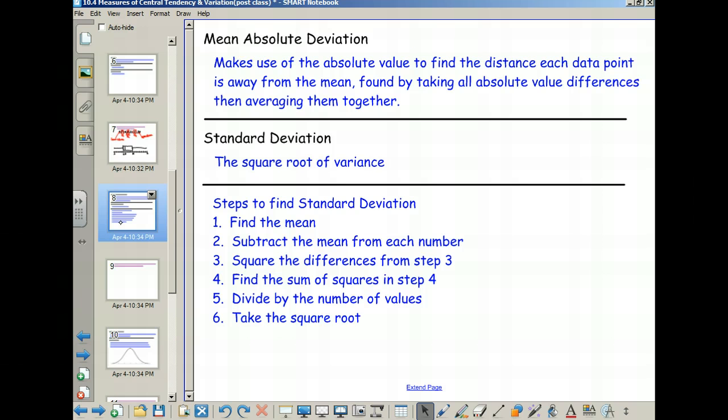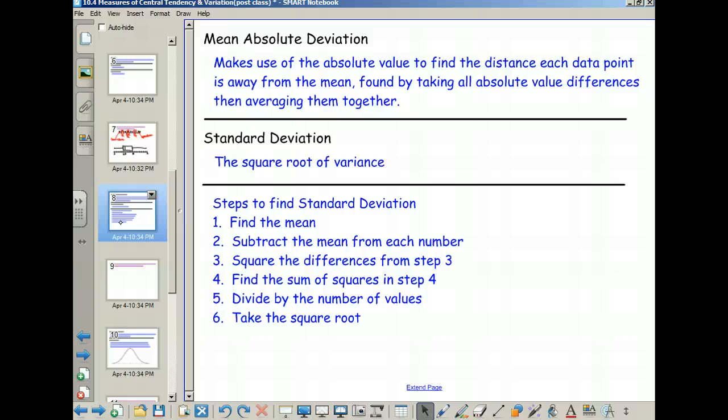We're actually going to do that on the next problem. Let me just read through quickly those steps and then we'll do them. First thing, find the mean. Obviously, you can't do anything about the mean if you don't have it yet. We're done with it, but we do need it. The second thing is to subtract the mean from each number. Step 3 is to square, that should say square.